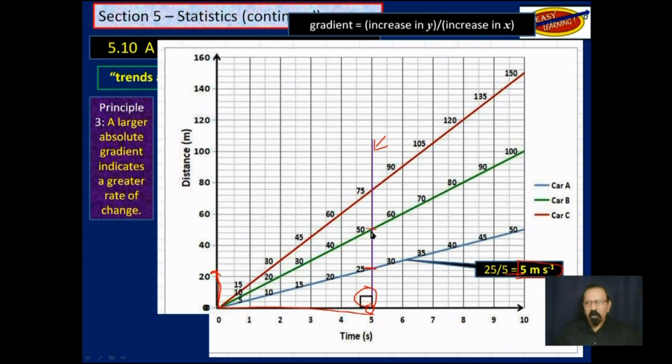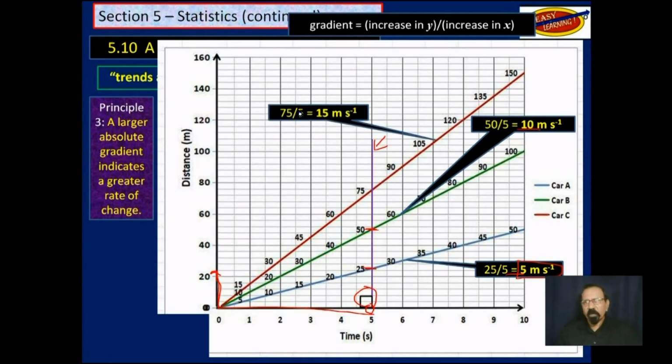This next one here is actually 50 divided by 5, and we get 10 meters per second. And this other one here is 75 divided by 5, and we get 15 meters per second. So as you could see, the gradient here is 5. The gradient here is 10, which means that that green line is twice as steep as this blue line. And the gradient for this red line here is 15, which means that that red line is 3 times as steep as this blue line.